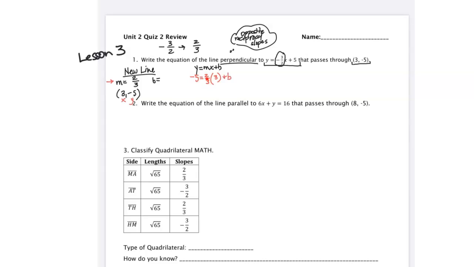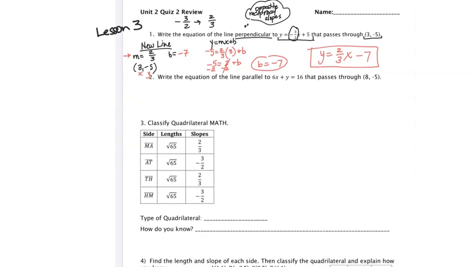If we are multiplying 2/3 times 3, 2/3 times 3 will leave us with 2 plus b equals negative 5. Subtract 2 on both sides, and we're left with b equals a negative 7. So b is negative 7. So to write our very last equation, we'll have y equals the m for our new line, which is 2/3, so 2 over 3 x, and then we found out that our b is negative 7, so minus 7, and this is our final answer.